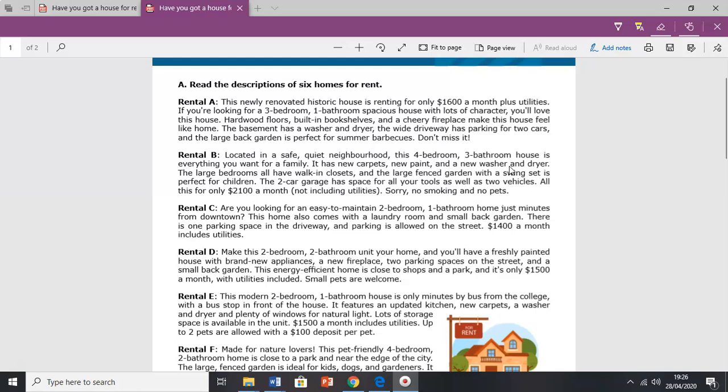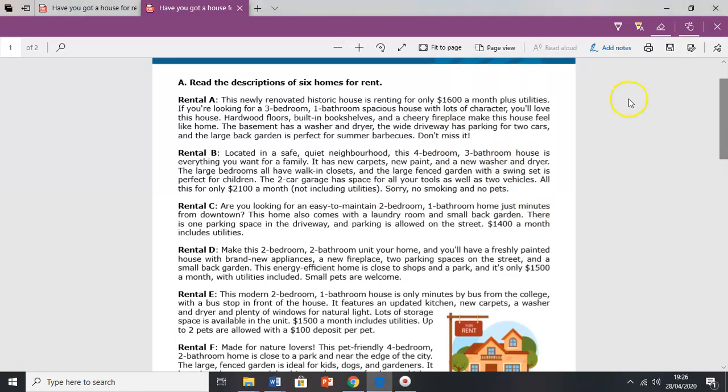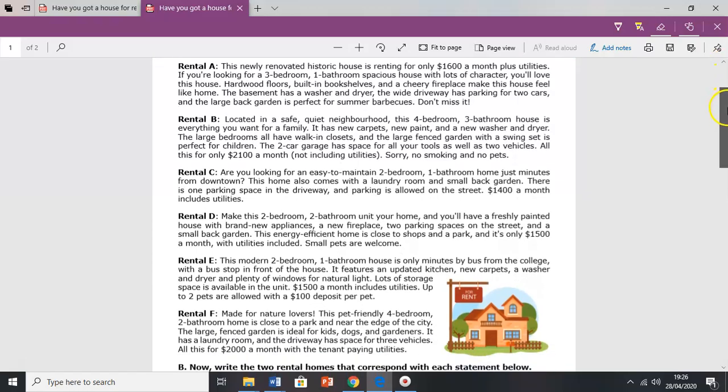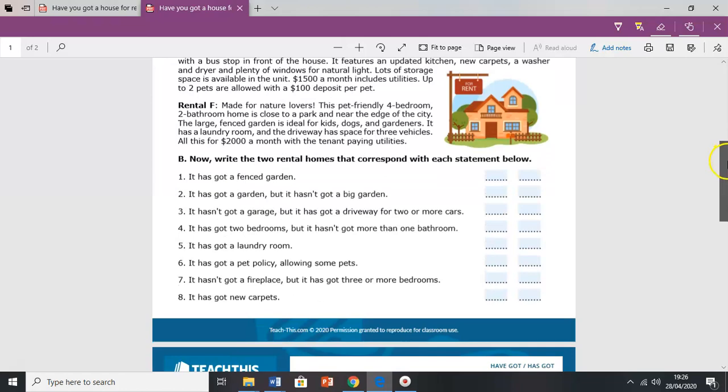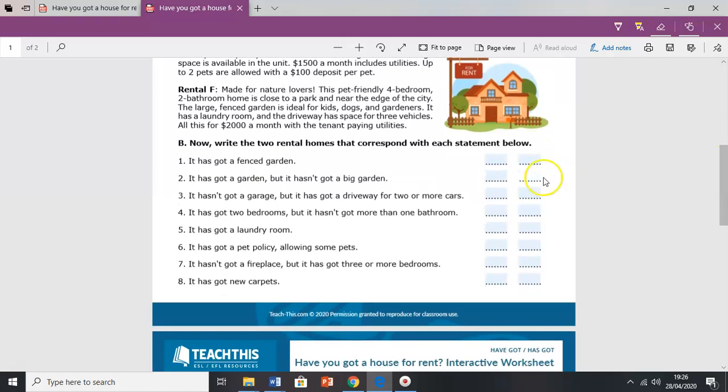Today's lesson is about how to improve your reading skills and how to find answers in a text. Also, how to maximize your time. As you can see with this text we have here, it says at the top, read the descriptions of 6 homes for rent. So you have 6 paragraphs there from A to F about each house. And then in B, we have the questions or the statements that you have to find the answers for in the text.